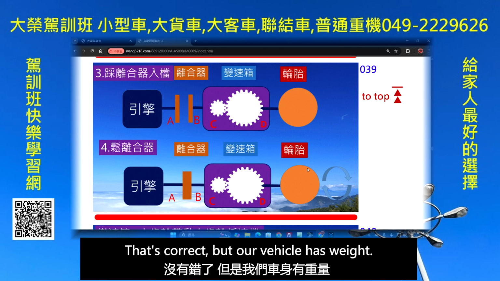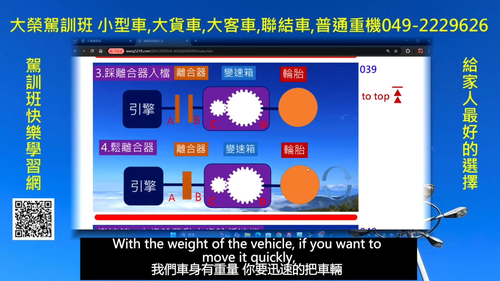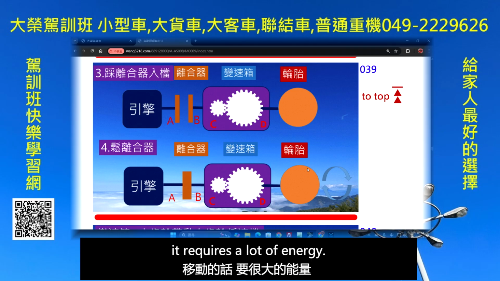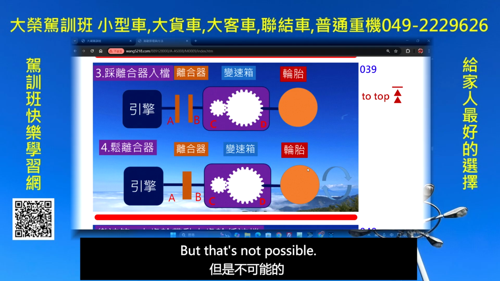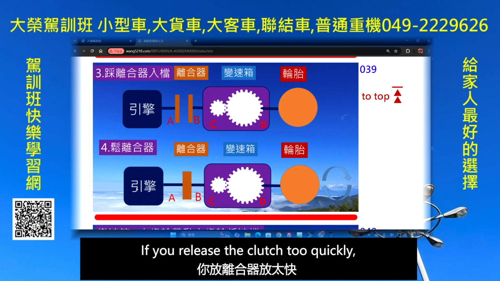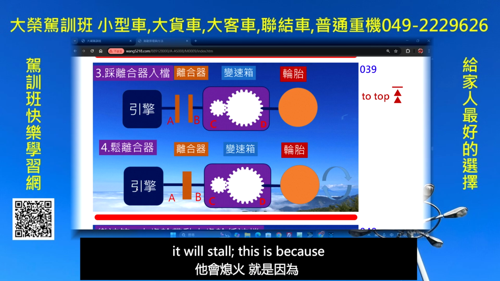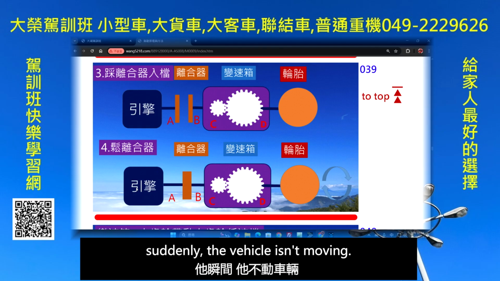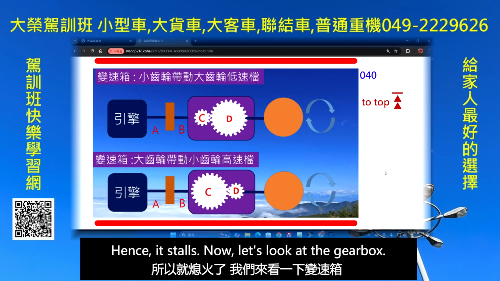That's correct, but our vehicle has weight. With the weight of the vehicle, if you want to move it quickly, it requires a lot of energy. But that's not possible. Therefore, we need to gradually release the clutch for this reason. If you release the clutch too quickly, it will stall. This is because suddenly the vehicle isn't moving. Hence, it stalls. Now let's look at the gearbox.